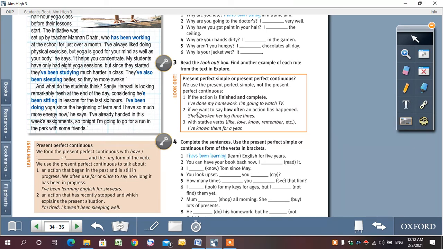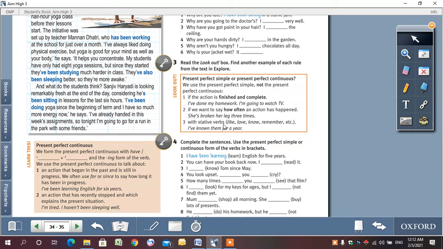Number 2, if we want to say how often an action has happened, so how many times this action has happened, I use the present perfect simple tense. She has broken her leg 3 times. So how often has this action happened? 3 times. Number 3, with stative verbs.